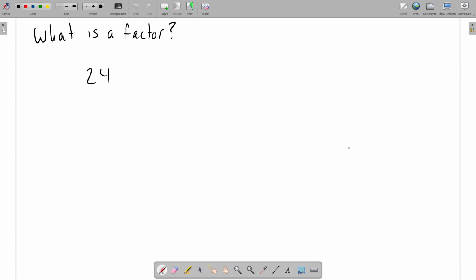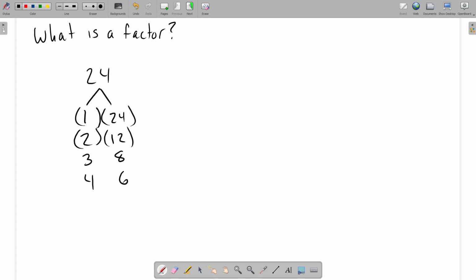First of all, what is a factor? Well, if we think of a number like 24, a factor could be thought of as any two numbers that multiply to make that number. So two factors for 24 could be 1 and 24. It could be 2 and 12. It could be 3 and 8. It could be 4 and 6. And we could write these typically as the product of the two factors.